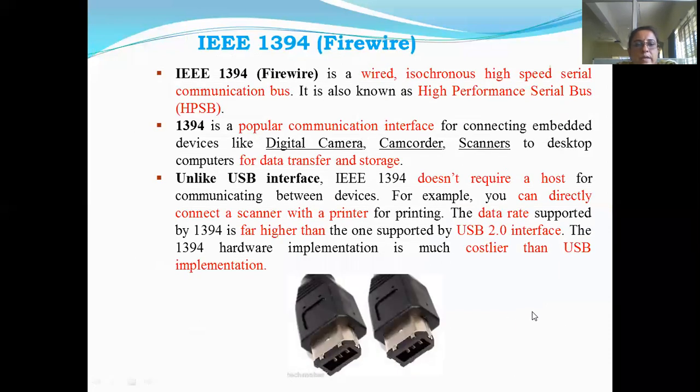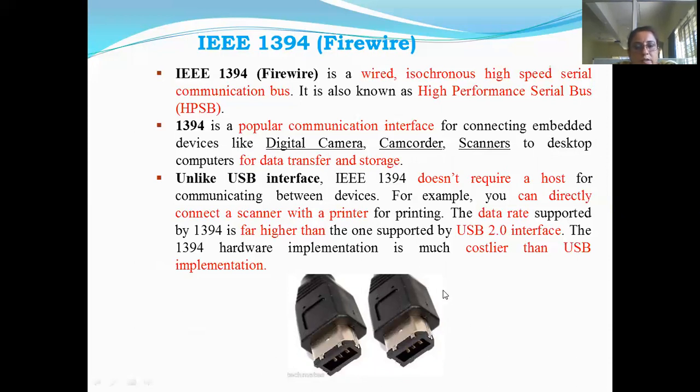The next one is IEEE 1394 FireWire. It is a high-speed serial communication bus, also called a high-performance serial bus. In the diagram below, you can see these connectors, which are basically used in embedded devices like digital cameras, camcorders, and scanners if they want to connect to a desktop for data transfer and storage.